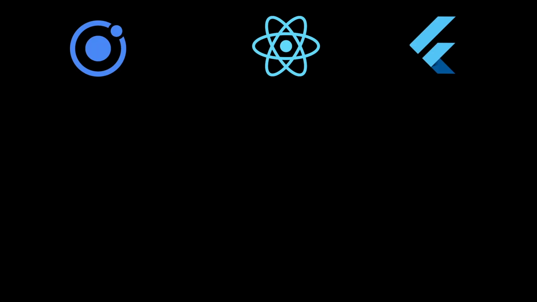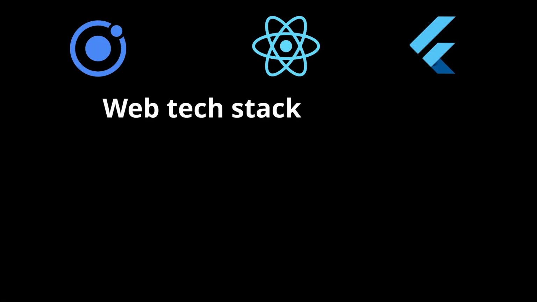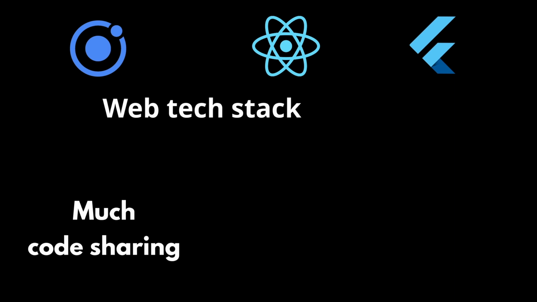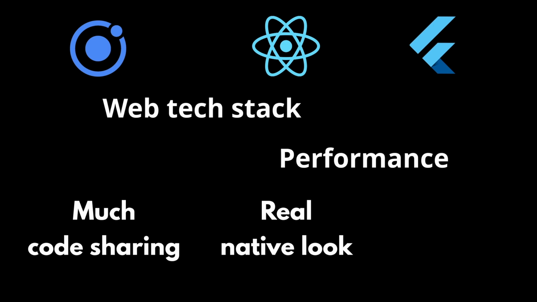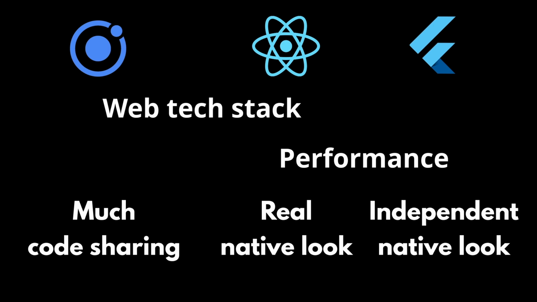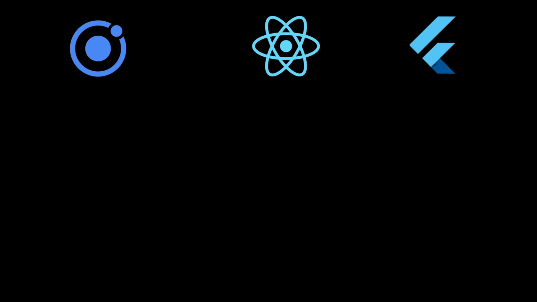So to conclude, Ionic is the best if you want to use web technologies and have a high amount of code sharing. If you come from React or just want to have a native look and feel, React Native might be your choice. The performance is close to native because it creates native elements using the JavaScript interface. Flutter also has good performance because of its own render engine Skia. And if you want to have a native look and feel without being dependent to the native UI framework, Flutter is your choice.